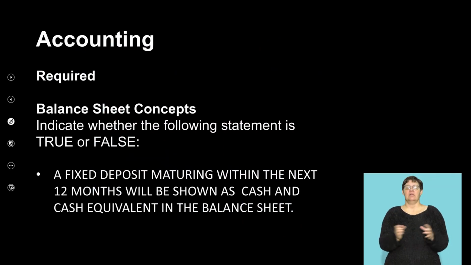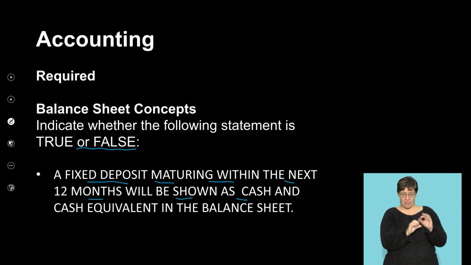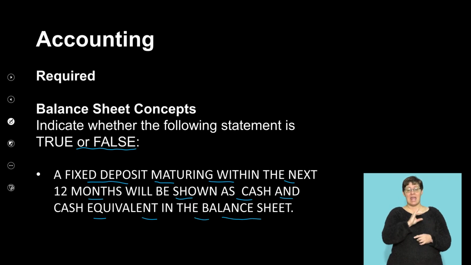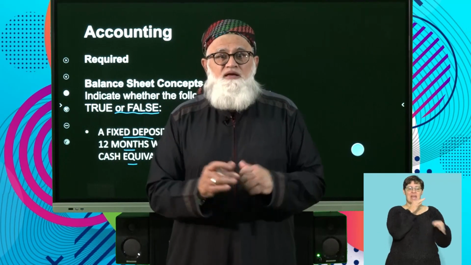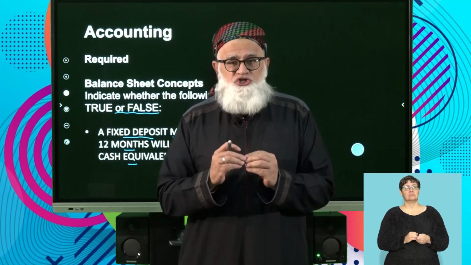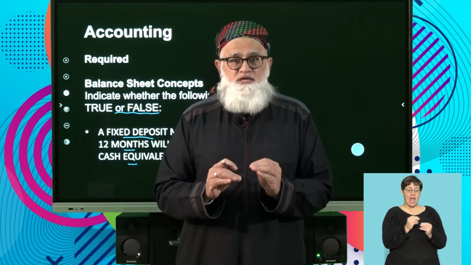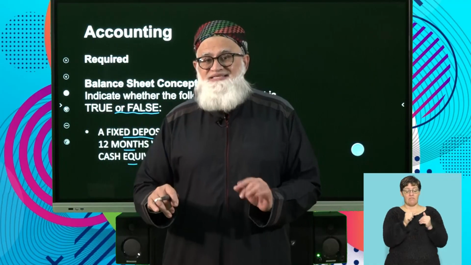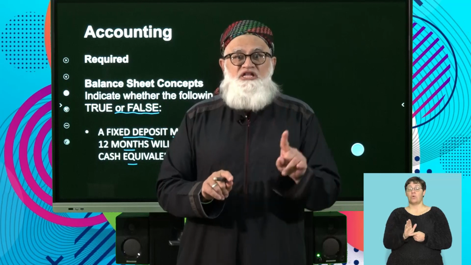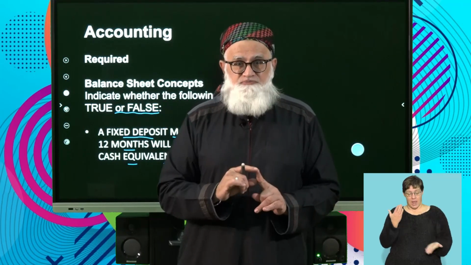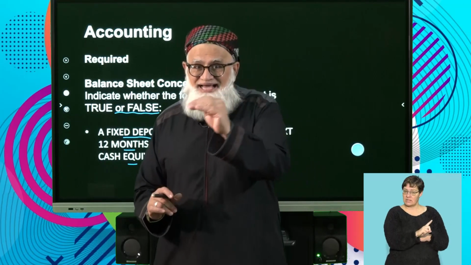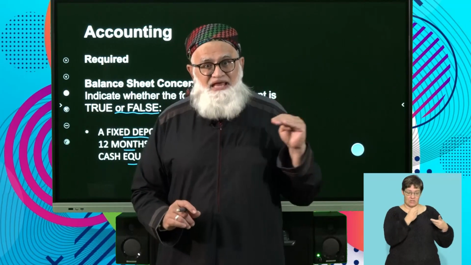We start off with an appetizer, which says: indicate whether the following statement is true or false. A fixed deposit maturing within 12 months will be shown as cash and cash equivalents in the balance sheet. Before we come to the answer, let me first explain. A fixed deposit, by definition, has a maturation period of greater than 12 months. Therefore, it appears as a financial asset in my balance sheet. So my assets would be my non-current assets, financial assets, and then my current assets.